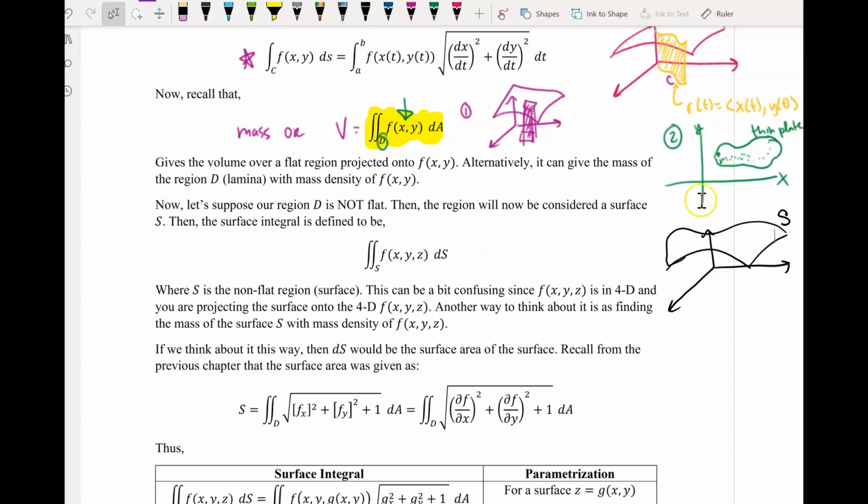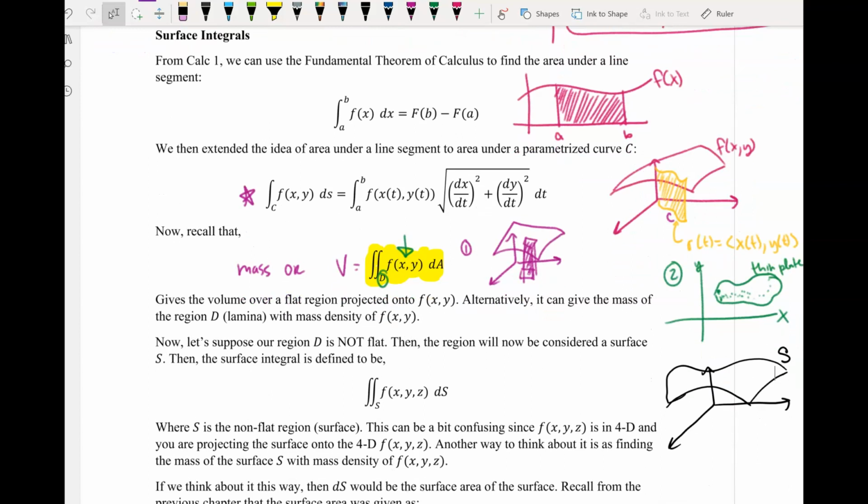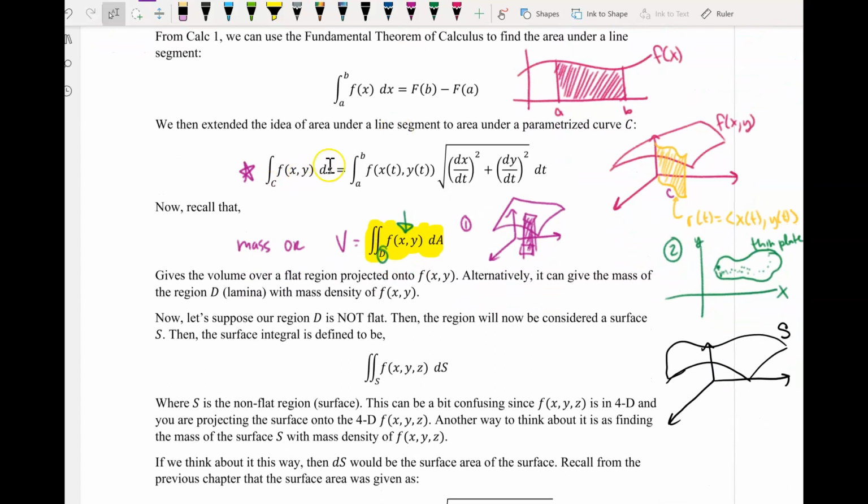So notice that there's a similarity here between this one and the line integral. Okay, so the line integral is right over here, right? S here is with respect to the length. Here, this S is with respect to the surface. Okay, so now S here is our non-flat surface. So this can be a little confusing.